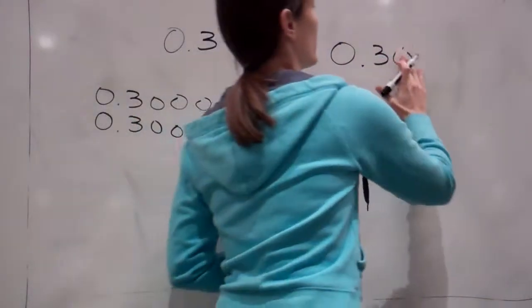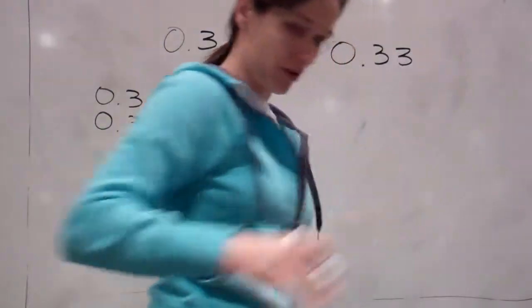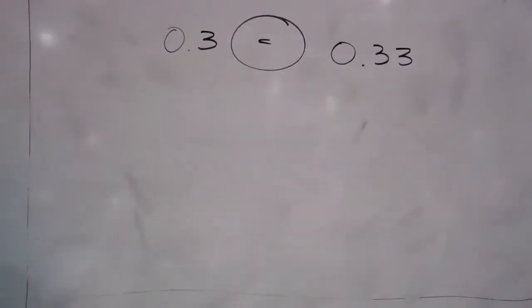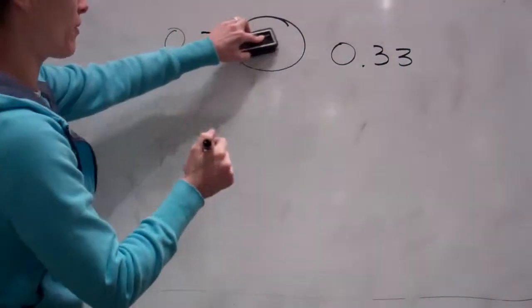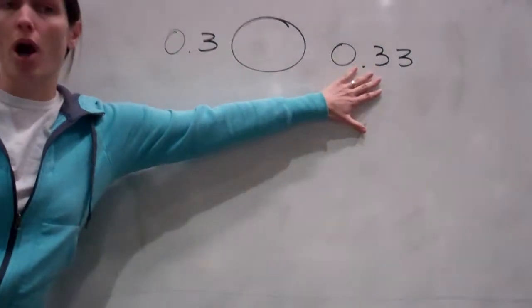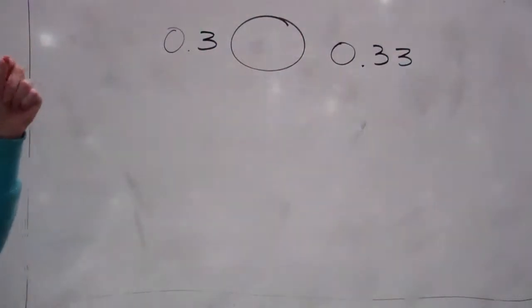Okay, but what if this one said 3 here? What's my answer? Which one's bigger? Sorry, that was equals, okay? It's going to be less than, because 0.3 is less than 0.33. Okay, so here's what I want to encourage you to do. When you have these two problems and you're comparing them, line up the decimal.